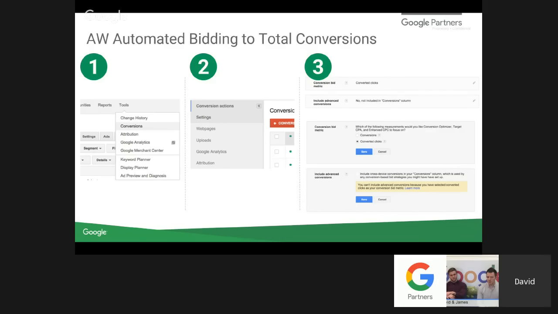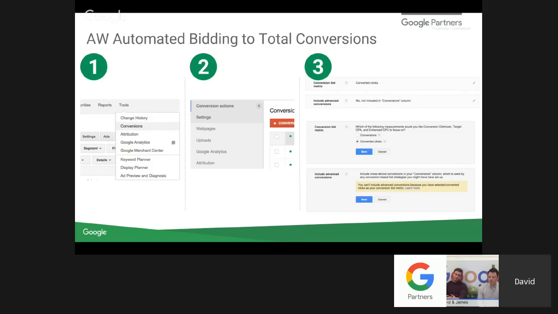So in terms of implementation, it's quite simple. First and foremost, we need to navigate to the conversion section within AdWords. So you'll click on Tools up at the top, select Conversions from the drop-down. When conversions load, cast your eye over to the left and look for Settings beneath Conversion Actions. And then the final step is, once you see that window load, you'll see a box towards the bottom which states Include Advanced Conversions. What you want to do there is simply tick that box and click Save. And what this does is instruct AdWords to incorporate any cross-device conversion data into your main conversions reporting column.